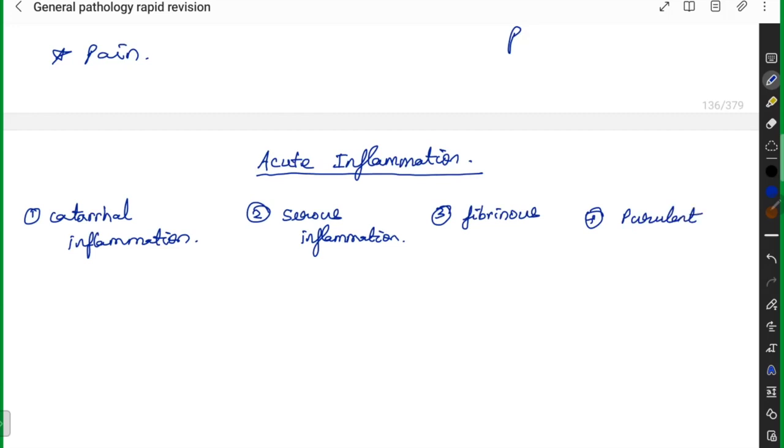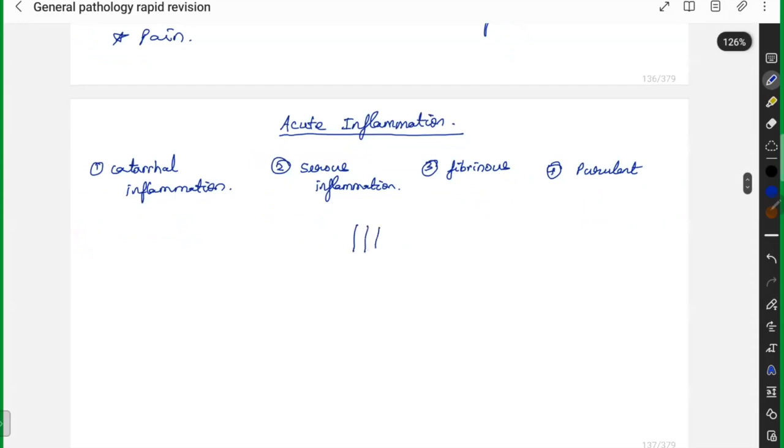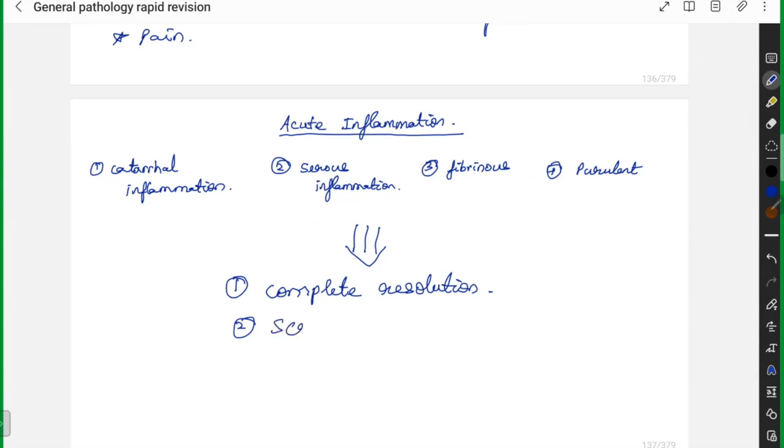So what are the outcomes whenever there is acute inflammation? Either the inflammation can completely heal, so there is going to be a complete resolution. Or there can be healing by formation of a scar by connective tissue replacement. So either it can go to complete resolution, or it can lead to scarring, or it can progress to a chronic inflammation. Clear? Okay.